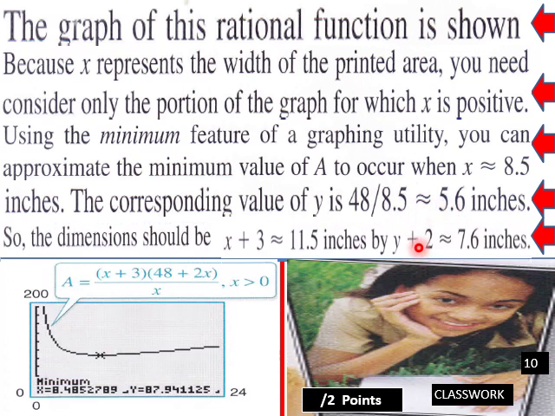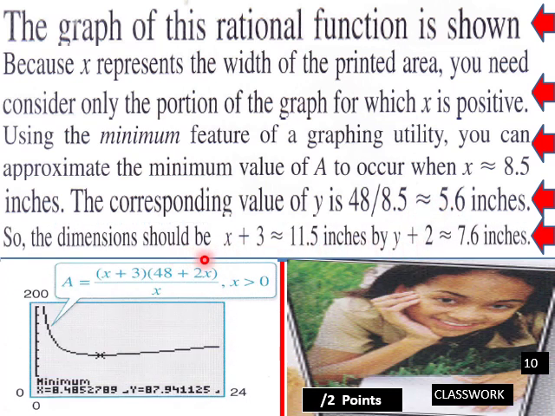The corresponding value of y: now we solve for y, so 48 divided by 8.5 is 5.6. So the dimensions should be x plus 3, in this case 11.5, by y plus 2, which would be 7.6. So we figured out that y is 5.6 here.